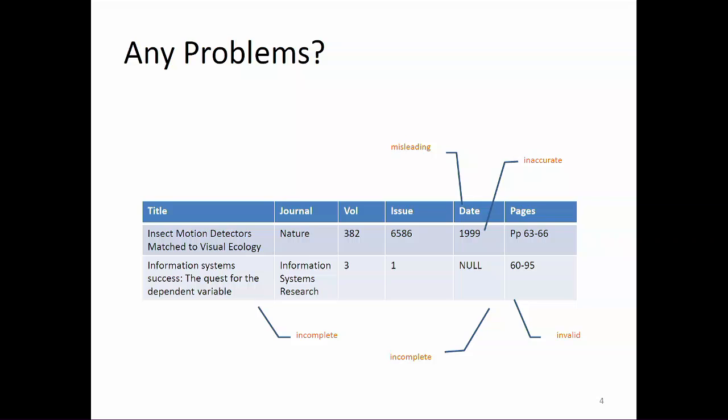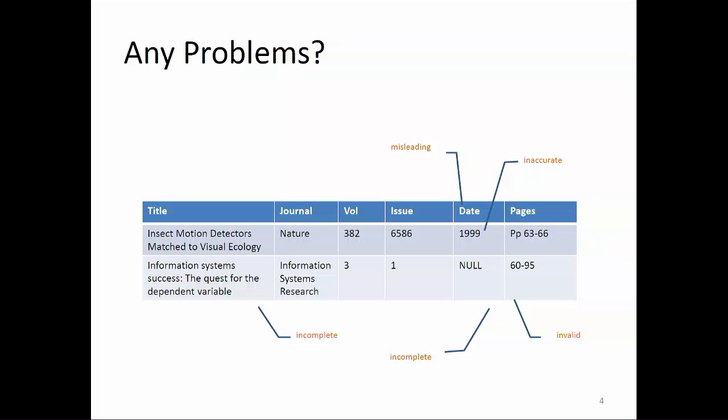Then there are what's invalid in the pages. What's the problem with the pages column? There are two different formats, so it's inconsistent, right? The first one says PP and then the range of the pages, and the other one just simply says the range. So it's inconsistent. So the second one might be invalid.